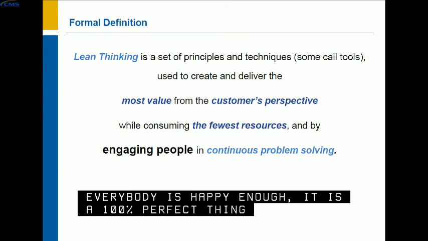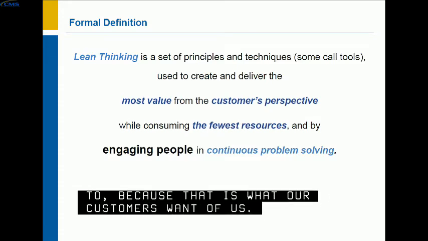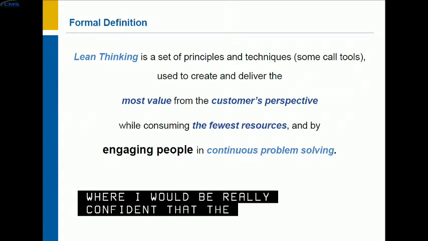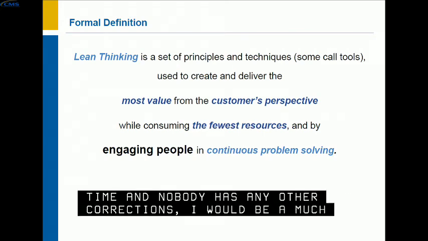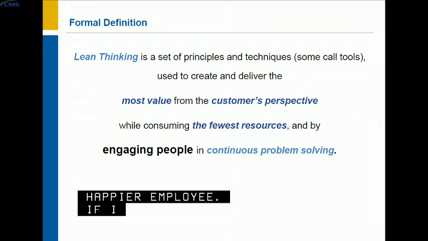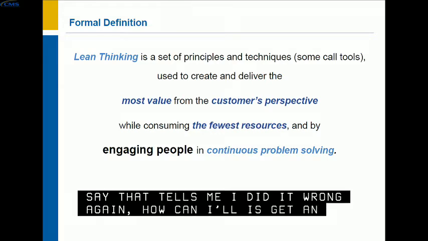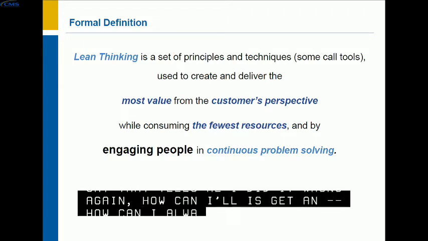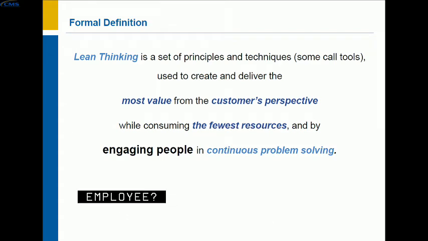And if we could live in a world where I could be really confident that the contract I build is 100% accurate the first time and nobody has any edits or corrections, I would be a much happier employee than if I am constantly worried about what somebody else is going to say that tells me I did it wrong yet again. How can I always get an A+ as an employee? And how can we be sure as an organization that we help everybody else get an A+? So that we're all always getting A+ on the test, not because we lower our standards, but because we help each other all achieve the highest standards we can achieve.